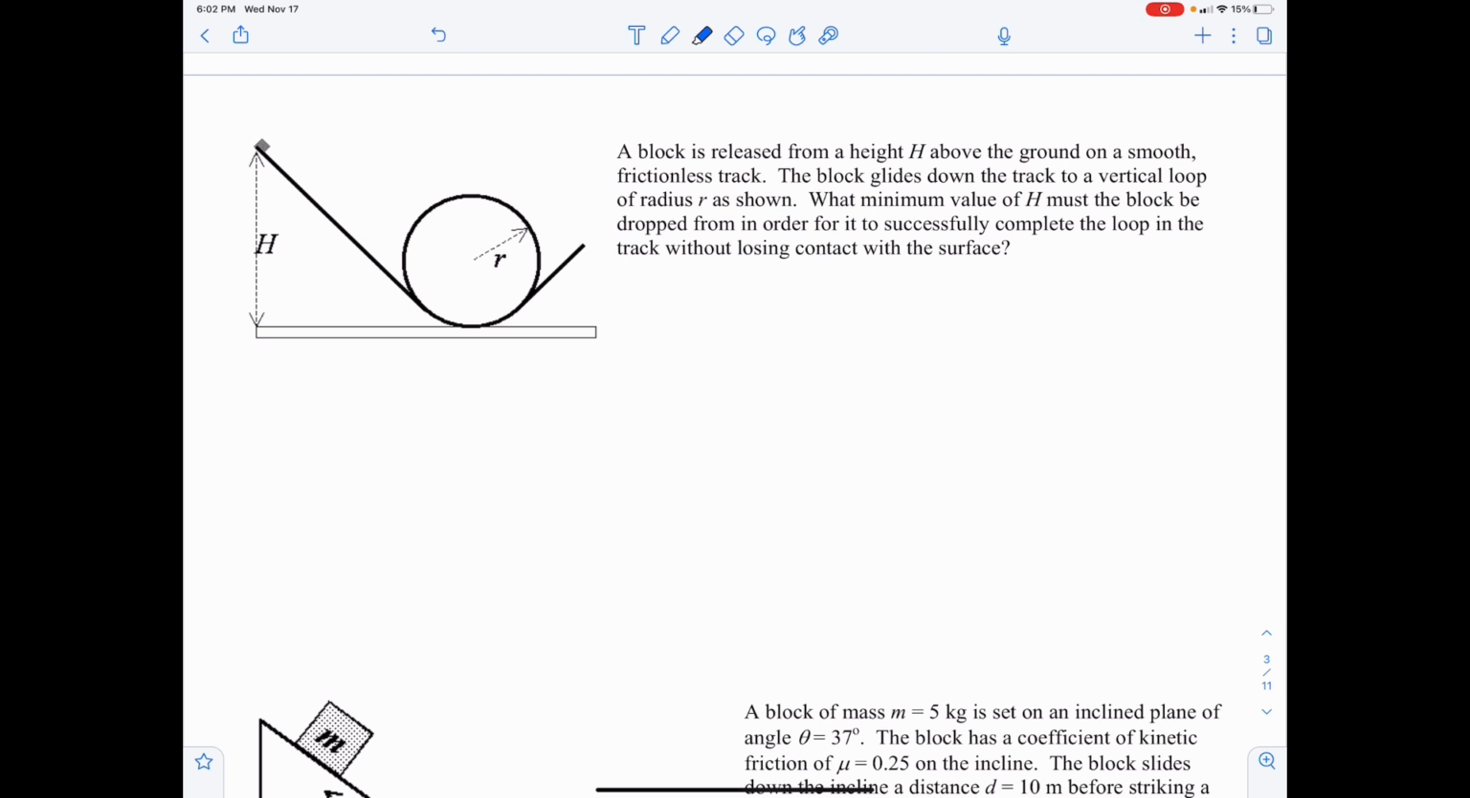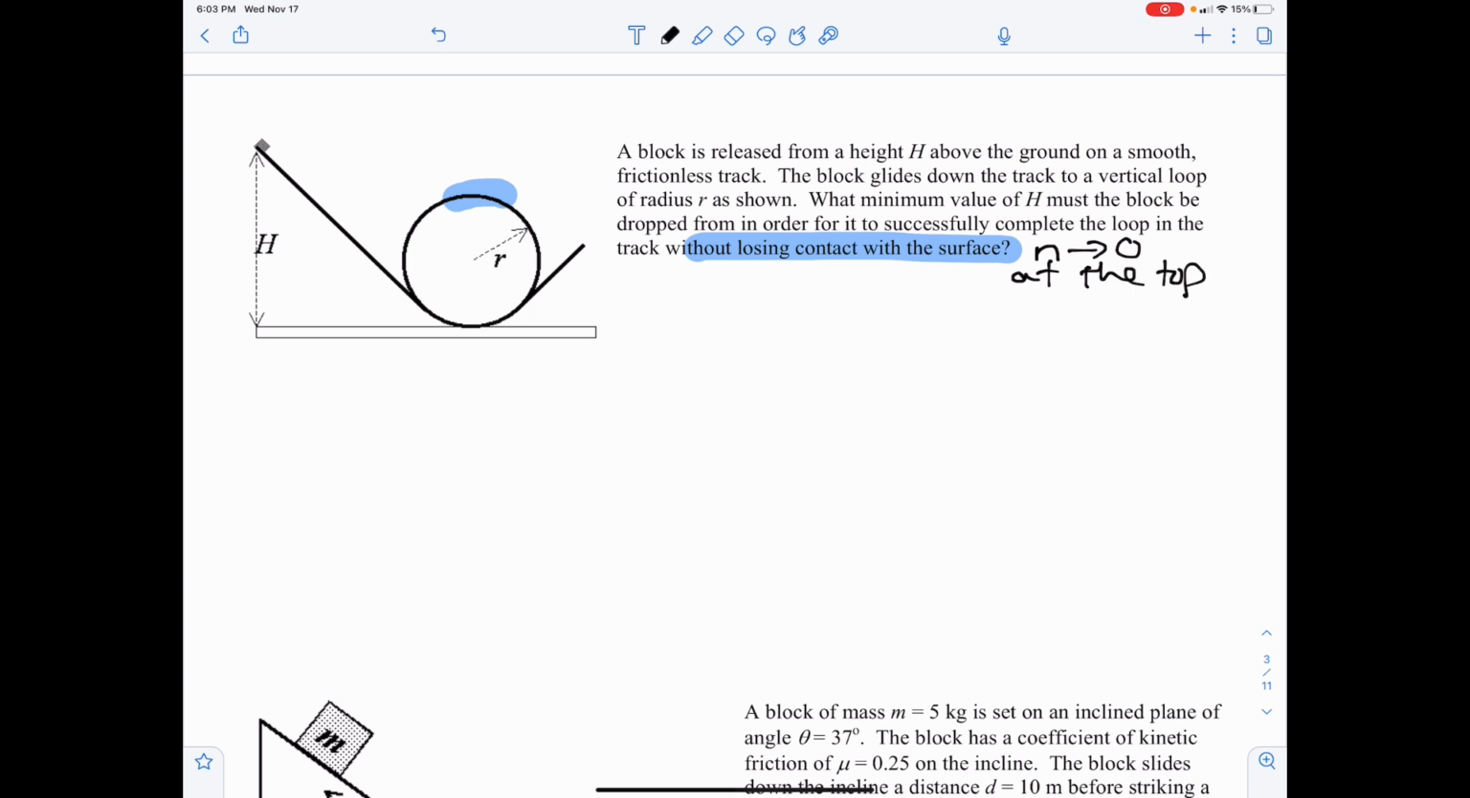In this example, we have a block that is released from height h above the ground on a smooth, frictionless track. The block glides down the track to a vertical loop of radius r as shown. What minimum value of h must the block be dropped from in order to successfully complete the loop without losing contact with the track? So this last phrase right here tells you that when you go over the top, the normal force goes to 0 at the top.